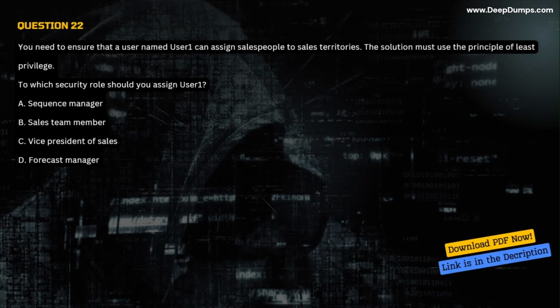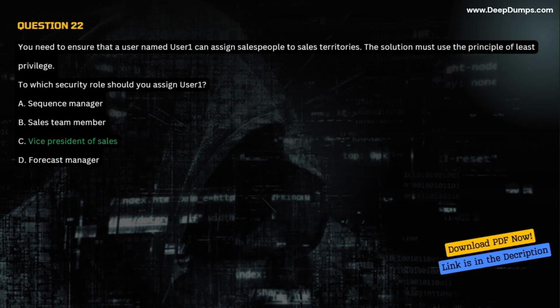Question 22. You need to ensure that a user named User 1 can assign salespeople to sales territories. The solution must use the principle of least privilege. To which security role should you assign User 1? A. Sequence Manager. B. Sales Team Member. C. Vice President of Sales. D. Forecast Manager. Correct answer: C.